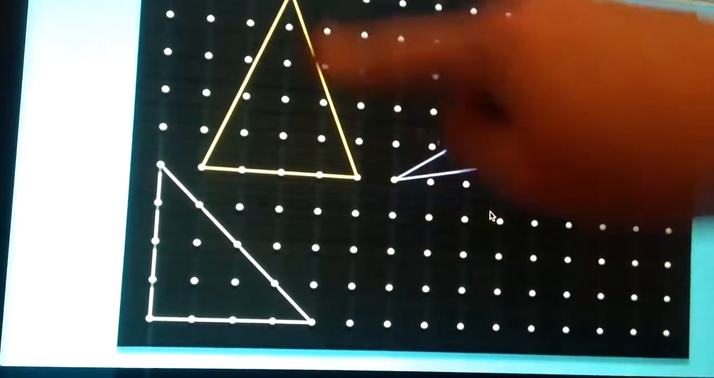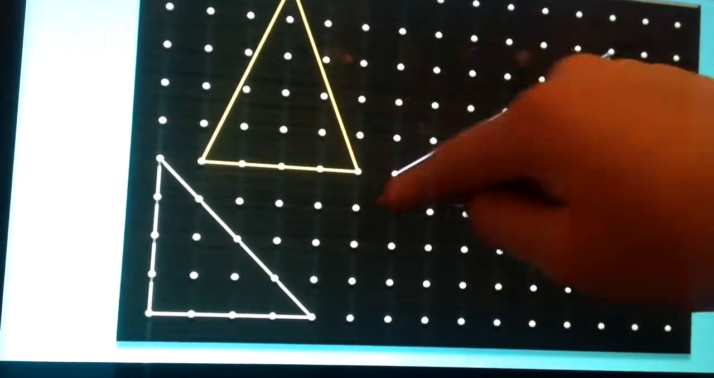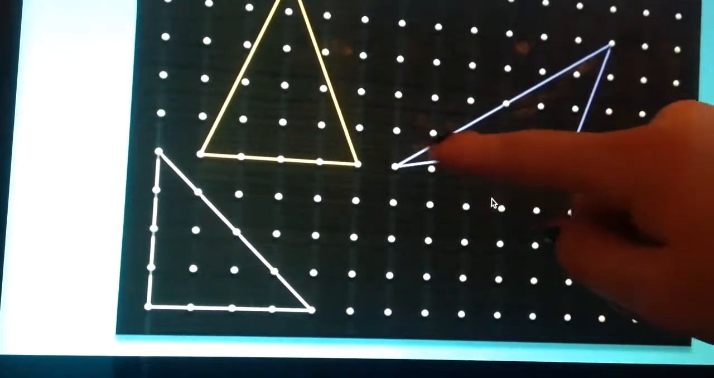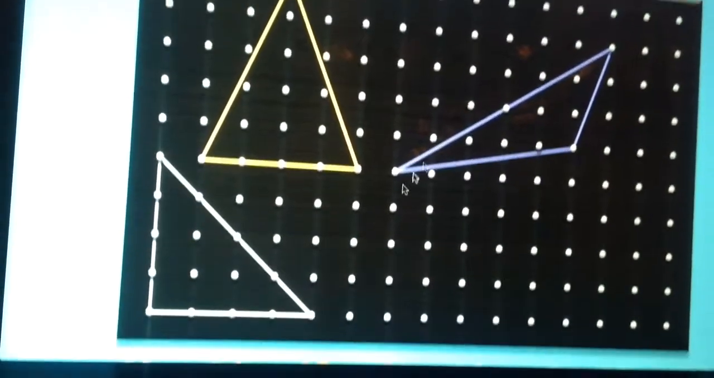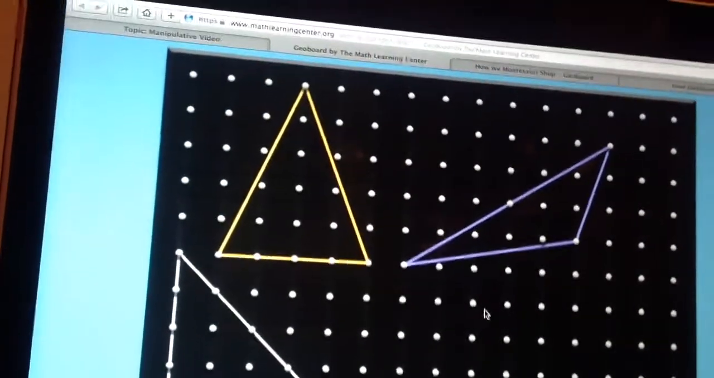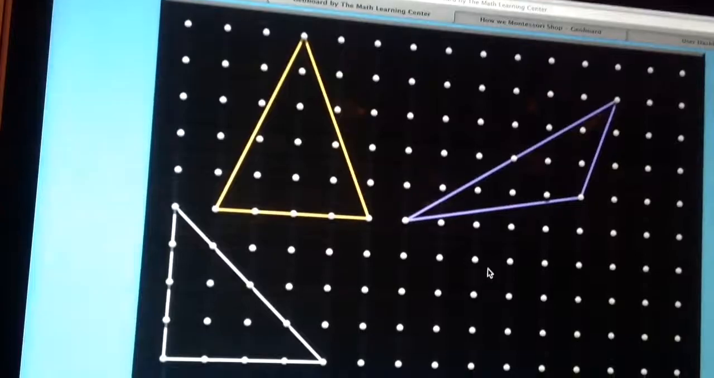This is an isosceles, so they'd have to identify that and measure the angles, and then they would have to know that this is an obtuse and measure the angles. So yeah, I just think geoboards are really fun and a cool way for students to learn.